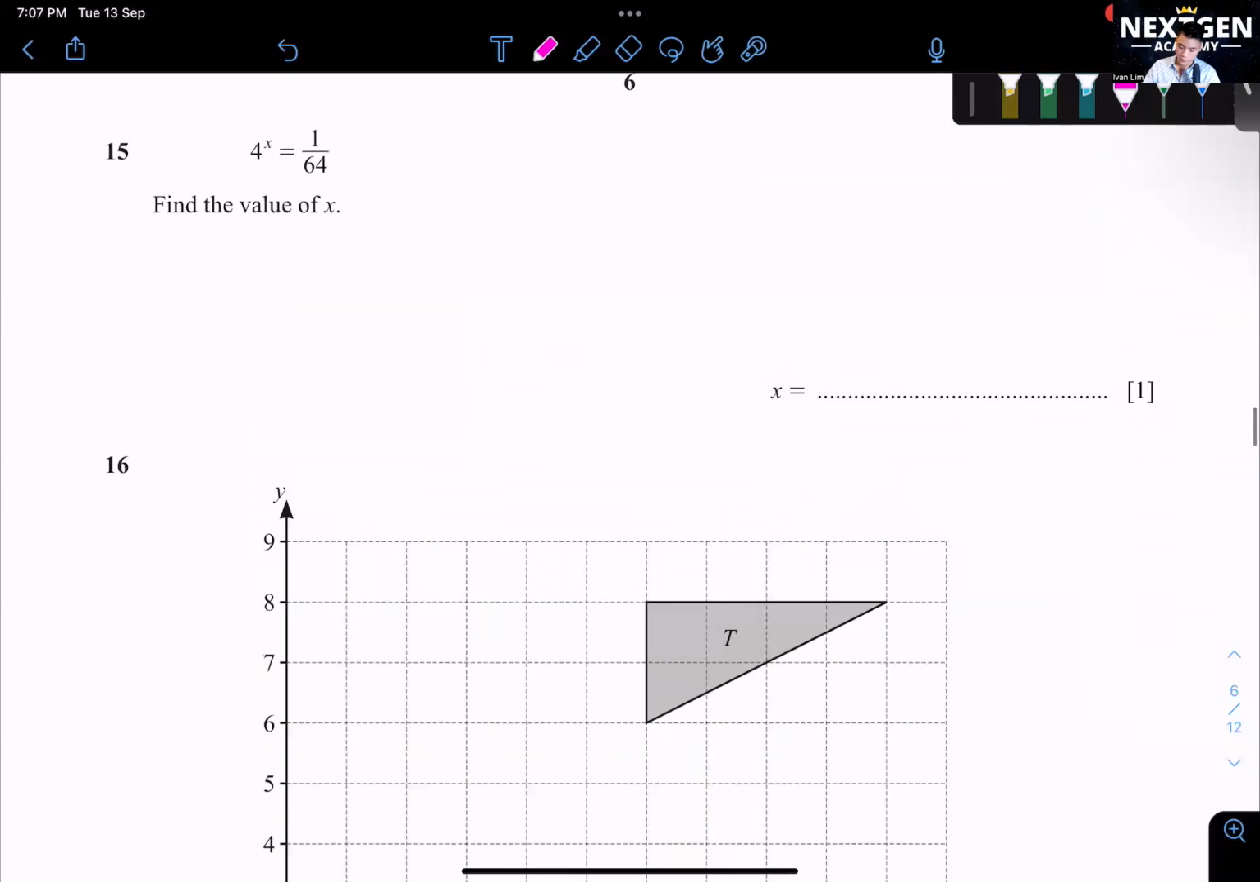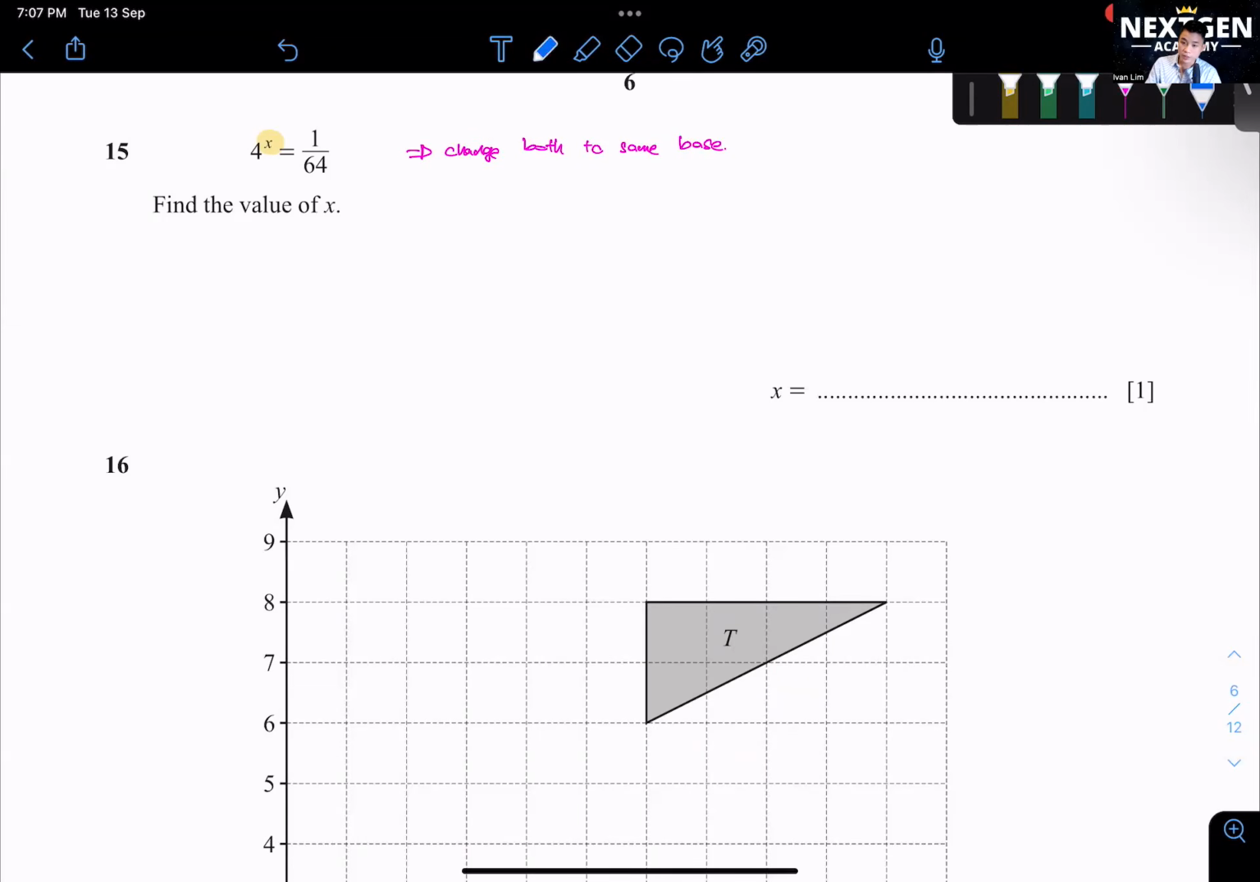Question 15. Find the value of x. For this type of question, for maths, I know some of you do add maths, so you all will think about log, ln and all. You just need to know for add maths; for maths, we actually never learned that. So if you have an unknown power, normally what we want to do is you change both to the same base.